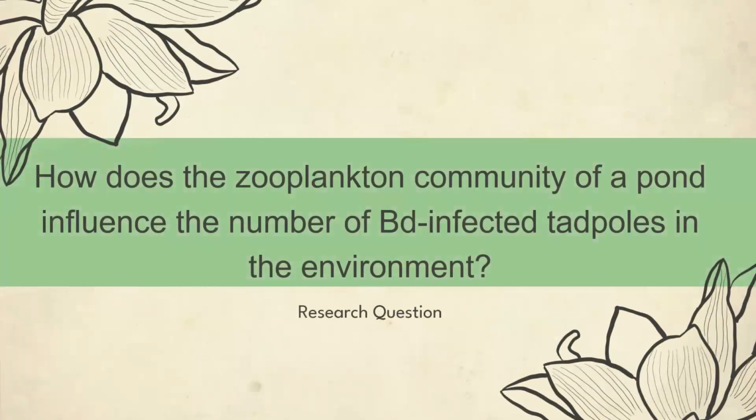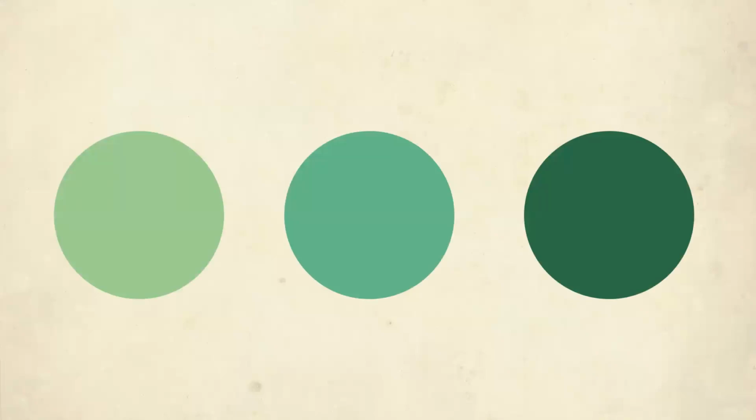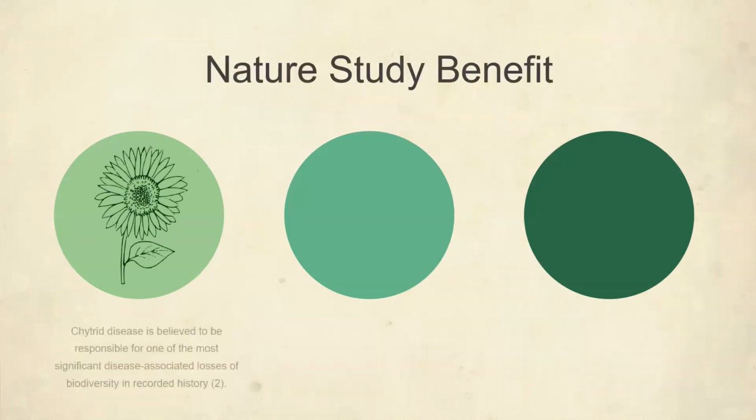So my question then is, how does the zooplankton community of a pond influence the number of BD-infected tadpoles in the environment? And so again, my hypothesis is that the more zooplankton, the less BD. And so how is this affecting nature, and what is the benefit of my research?